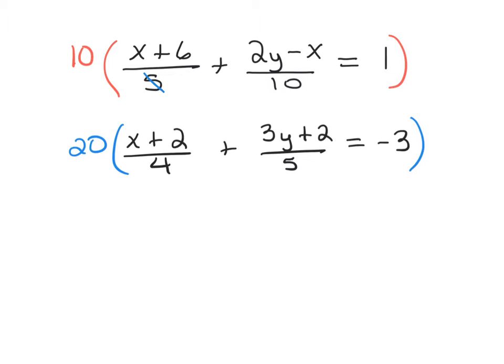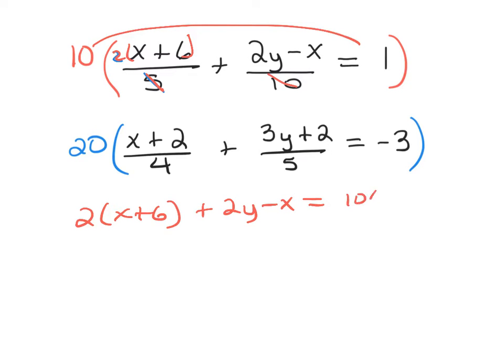So this will simplify, and I'm going to distribute a 2. So 2 to the x plus 6. Here, nothing to distribute, so let me just rewrite it. And then when I go here, it's 10 times 1. So 2x plus 12 plus 2y minus x. And then I'm going to distribute the blue. This will get a 5.